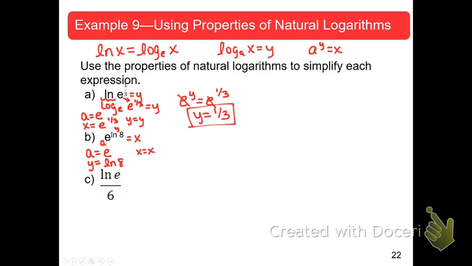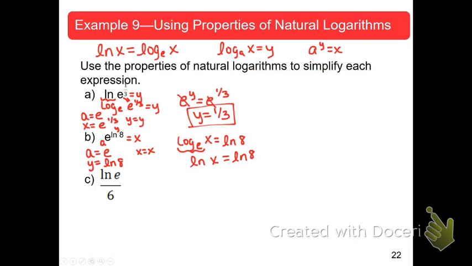Since they gave it to me in exponential form, I need to change it to log form. So I'm going to rewrite that. I'm going to write the word log base a, which is e, of x, which is x, equals y, which is the natural log of 8. But log base e is the same thing as the natural log, so I can rewrite that as the natural log of x equals the natural log of 8.